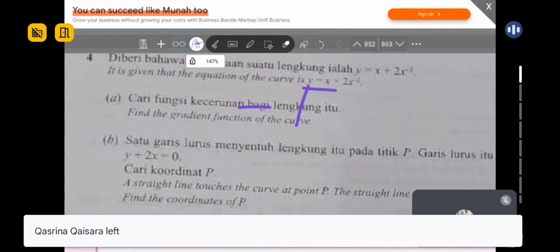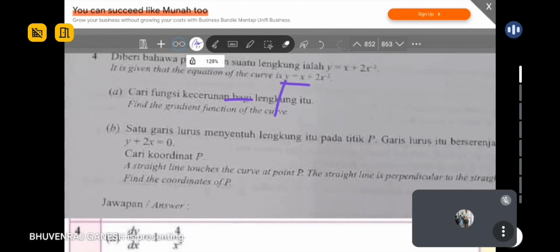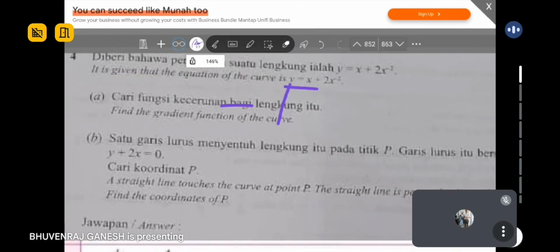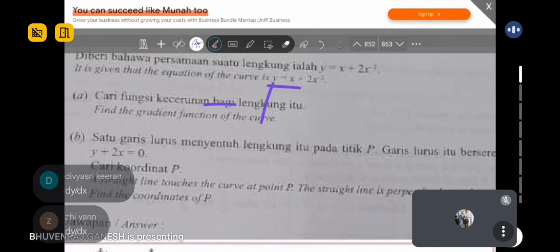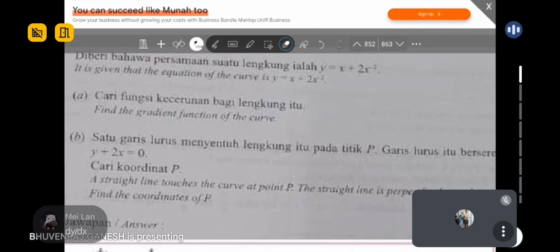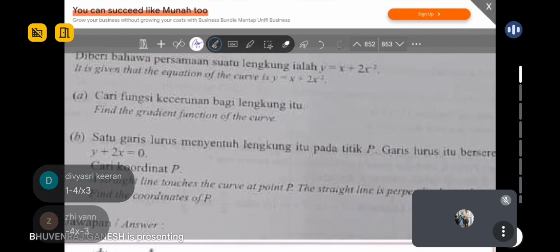Okay, so guys, first question. When you see the word gradient function, what is the meaning? Apa maksud dia? Yes, dy over dx, guys. Correct. Okay, so guys, can you all tell me the final answer? Cuba bezakan yang ni. Try to differentiate the equation and tell me what you get. 1 markah sahaja yang ni. 1 mark. Okay.